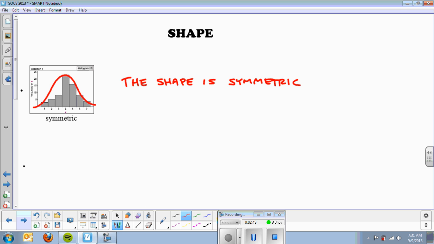I'm also going to comment on the peak, with a single peak at, in this case, it looks like a 4. Okay, so that's symmetric. Now, there are several types of symmetric graph. They don't have to be this nice bell curve, and we'll get into that.